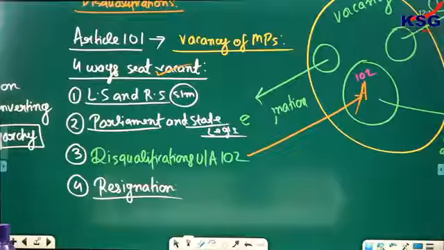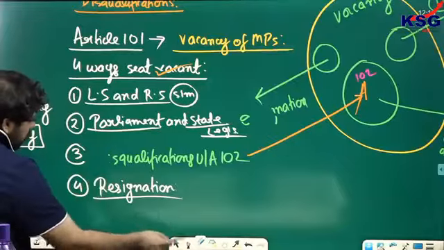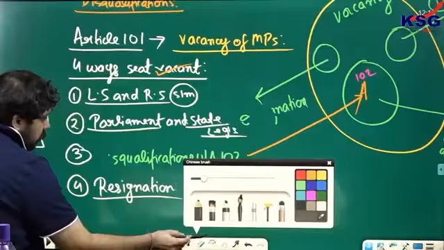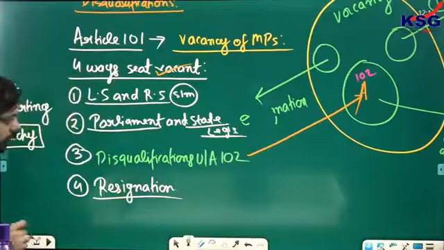One is Lok Sabha and Rajya Sabha. Second is parliament and state legislature, simultaneous membership of the two. Third is disqualifications under Article 102. And fourth is resignation. Clear? These are points that we are trying to understand. Clear?